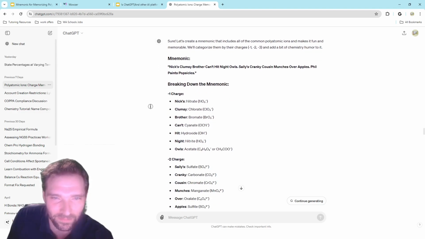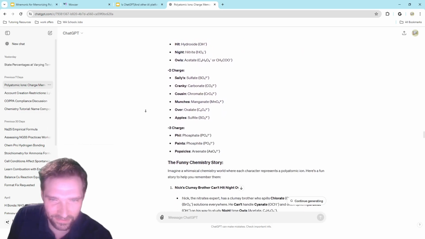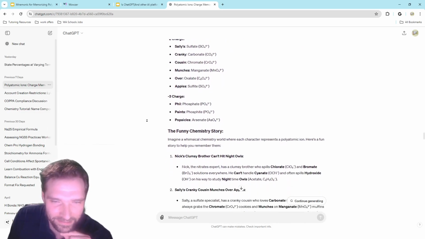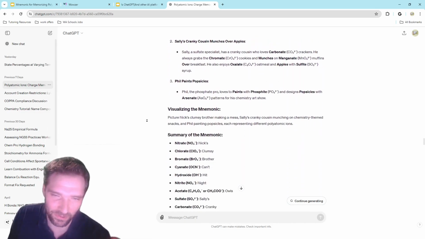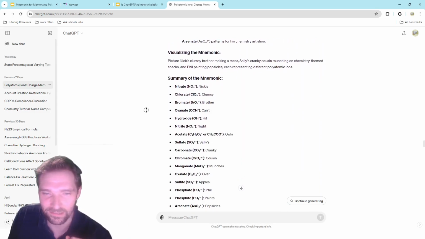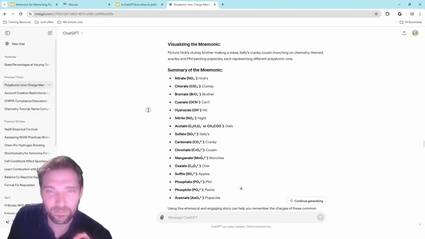So there were a few things that were missing, I think. And so I was like, can you add all of the polyatomic ions? It didn't because it missed ammonia, which should be a +1 charge. So that's kind of my fault for limiting it down to -1, -2, and -3. But this is very close.